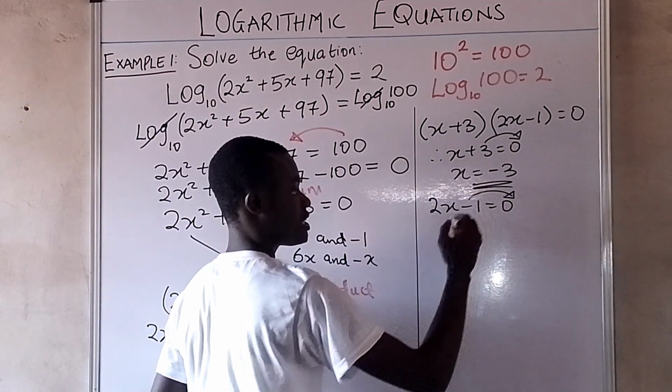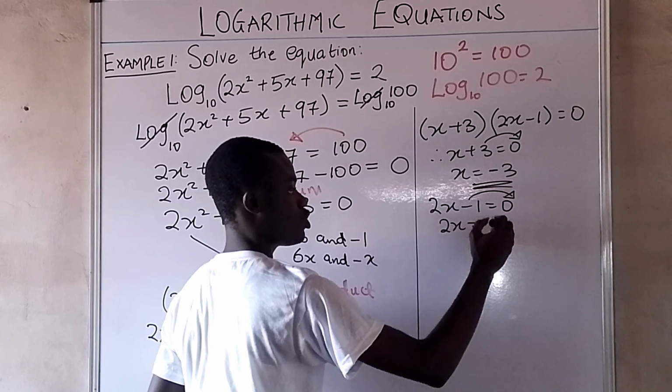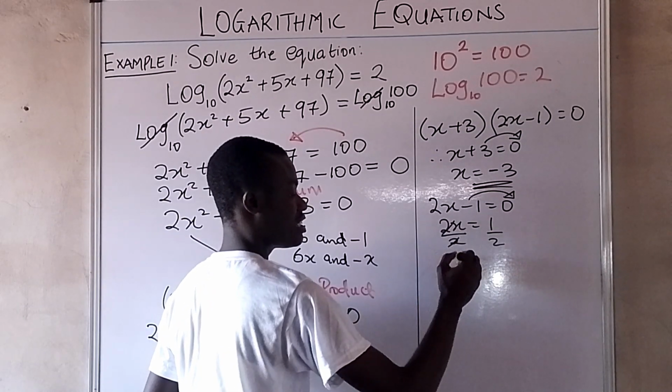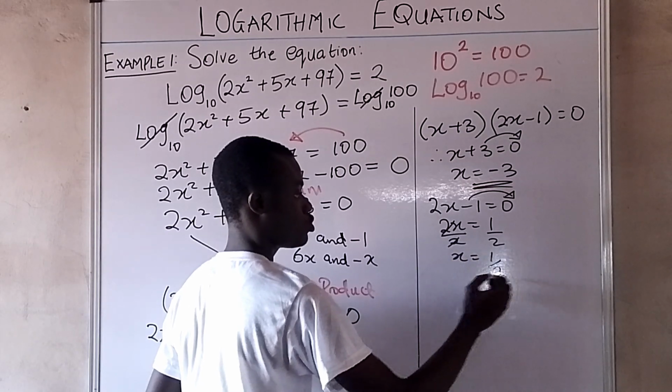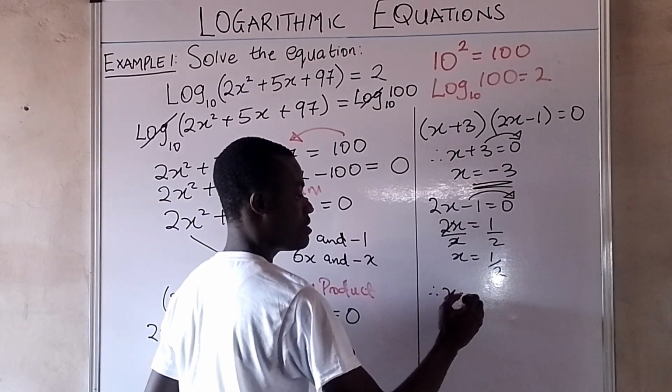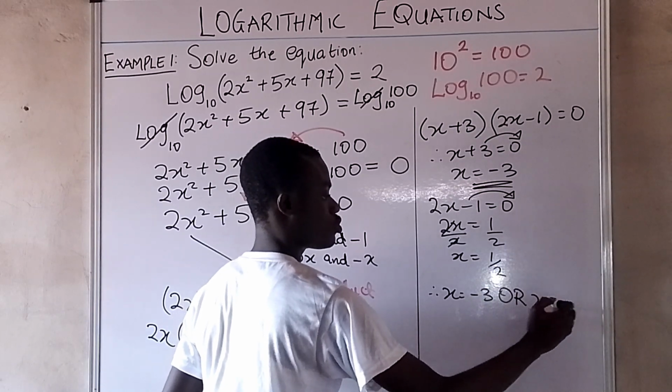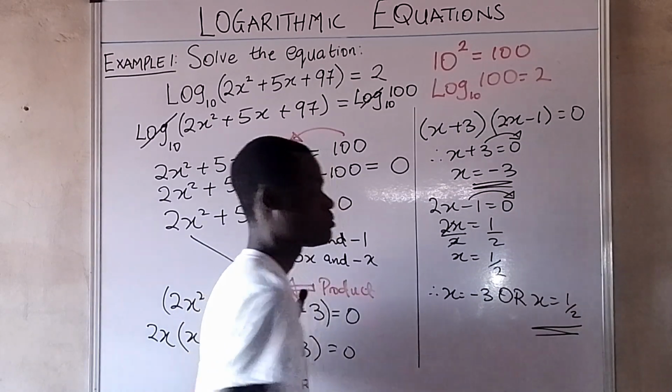When we take minus 1 to the other side, we're going to have that 2x is equal to what? 1. So when we divide both sides by 2, x in this case is equal to what? 1 over 2. So therefore, x can be minus 3 or x is equal to 1 over 2.